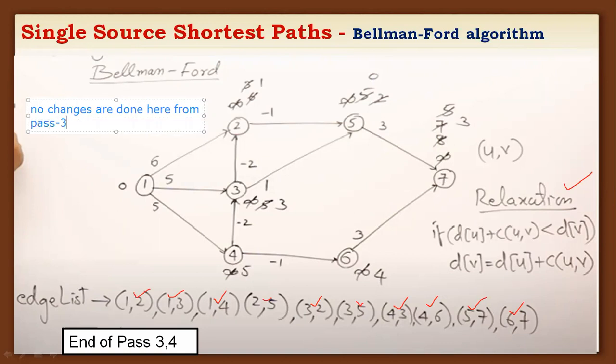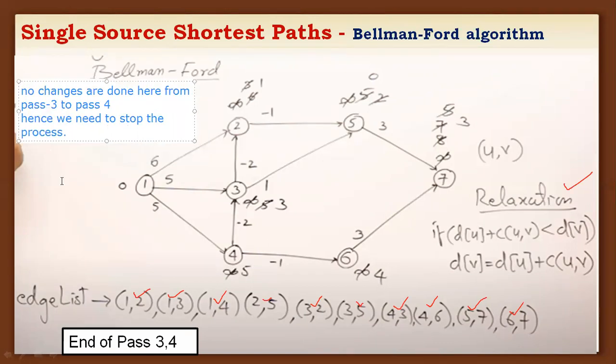From pass 3 to pass 4, no changes are made. Hence, we need to stop the process here. Why do we need to stop? There are no further changes identified from vertex 1 to vertex 2, vertex 1 to vertex 3. From all the edge lists, no changes are made, hence we stop, as no more changes are to be done.